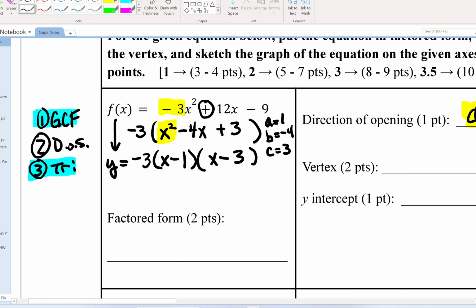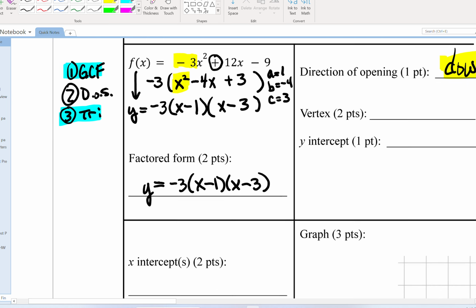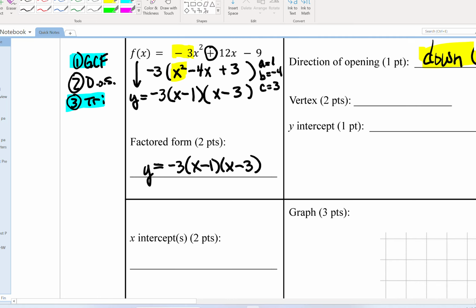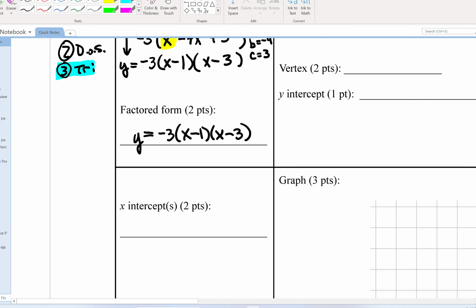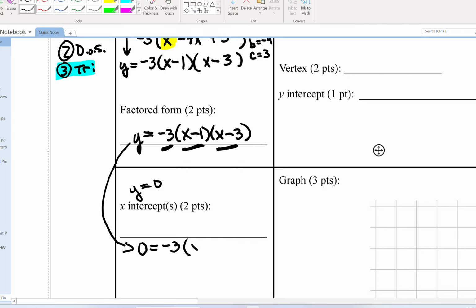Now, factored form, here we go. y, you could also write f of x, it's the same thing. Negative 3 times x minus 1 times x minus 3. And so my x-intercepts come from the fact that I've got 1, 2, 3 things being multiplied. And for x-intercepts, remember y equals 0. So I'm going to bring this down here, y, but instead of y, I'm going to call it 0. 0 is equal to negative 3 times x minus 1 and x minus 3.